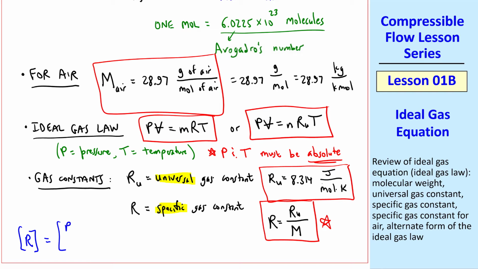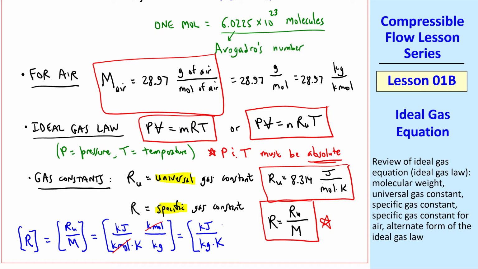The units of R will be the units of R_U over M, and I'll express these in terms of kilojoules rather than joules. So from here, the units of R_U are kilojoule per kilomole K, and then we know that M has units of kilogram per kilomole, and kilomoles cancel out, so R has units of kilojoule per kilogram K. Note that the units of R_U and R are different because of their relationship.